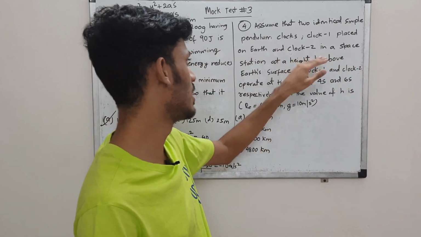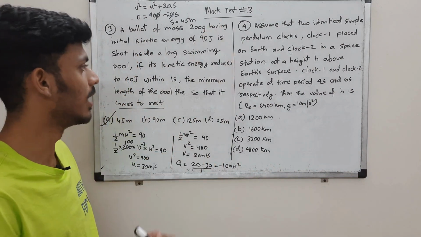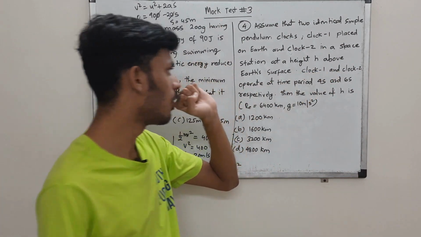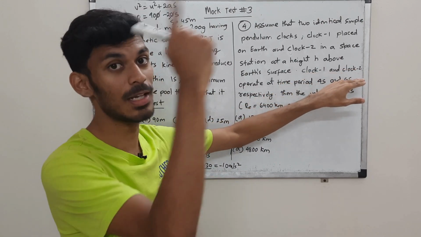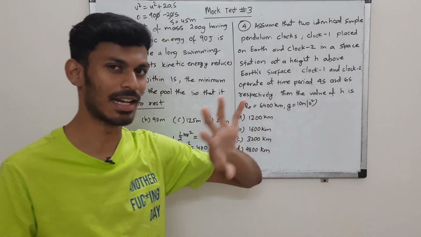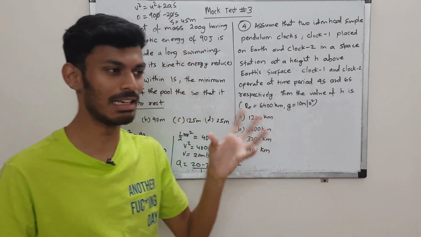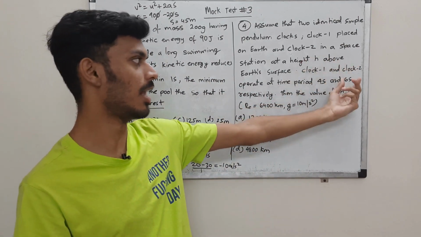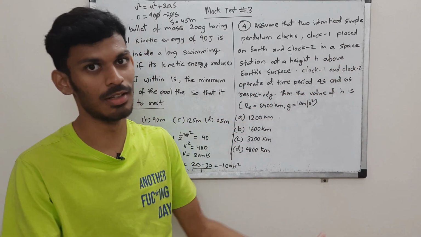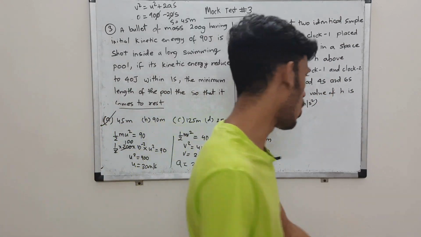The space station is at a height h. H is of course measured from the surface of the Earth. Very important point. Clock 1 on Earth has a time period of 4 seconds, and clock 2 in the space station has a time period of 6 seconds. Of course, the time period will be more because gravity is less. T is inversely proportional to square root of g, right? So at the space station the time period is more since the gravity is less. Anyways, we are supposed to find the value of h.